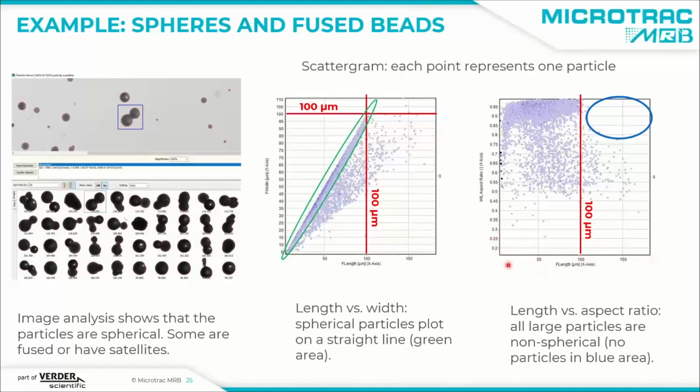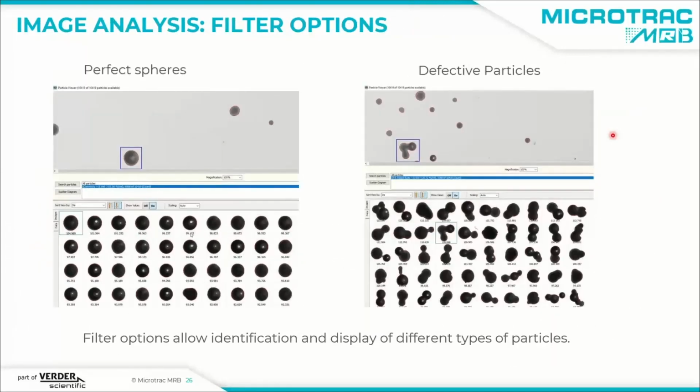Or you can make a plot with length and aspect ratio. Aspect ratio is width divided by length. And here you see very clearly that all the big particles, all the long particles, like this one here, they all have a low aspect ratio. And there are no particles in the sample that are both big and round. And you can do filtering, so you can filter the perfect spheres and analyze only the perfect spheres, and you can find the defective particles and analyze only the defective particles.